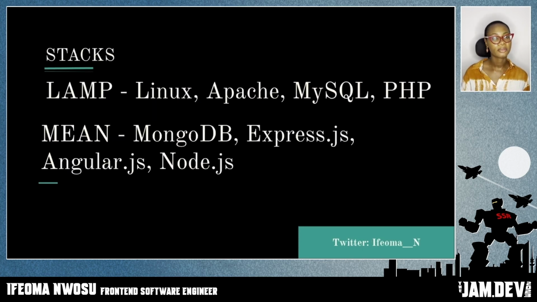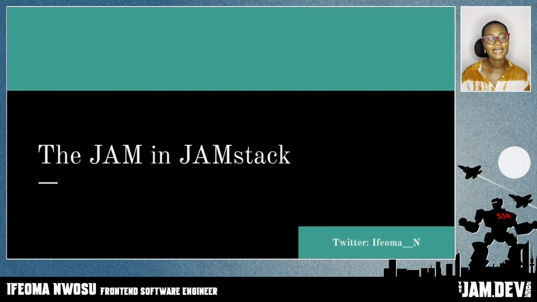Now, let's roll it back a bit. Before we had the JAMStack, there were a couple of other stacks that were really popular. We had the LAMP stack, an acronym for Linux, Apache, MySQL, and PHP. And we also had the MEAN stack, an acronym for MongoDB, Express.js, AngularJS, and Node.js. The JAM in JAMStack stands for JavaScript, API, and markup.